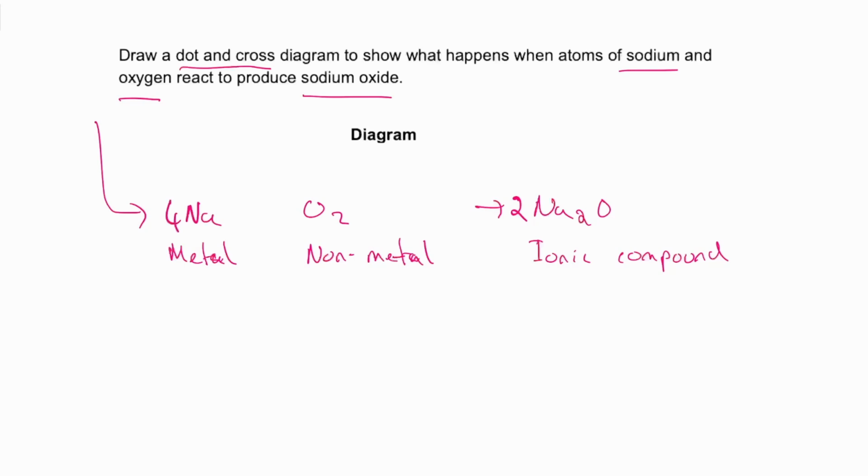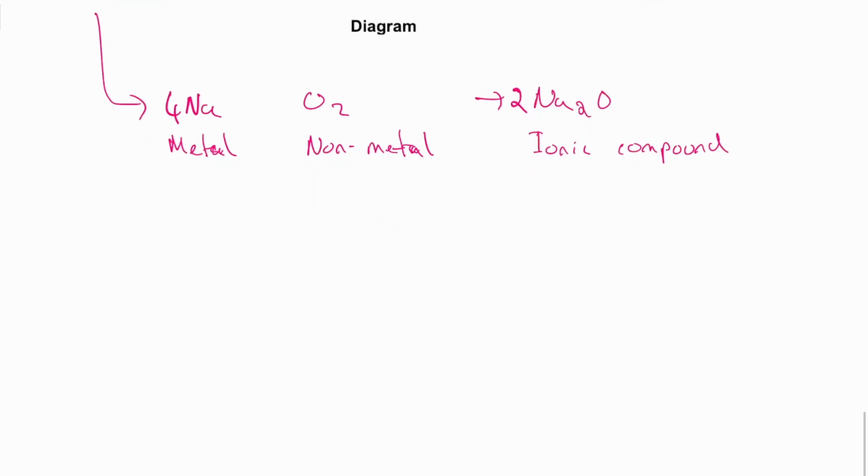And so for our ionic compounds, when you draw the dot and cross diagram, essentially what's going to happen is the electrons are going to be transferred from one to the other. Okay, so let's start off then with drawing the sodium. So we'll draw the sodium just how it would look at the beginning. And remember, we're going to have 2.